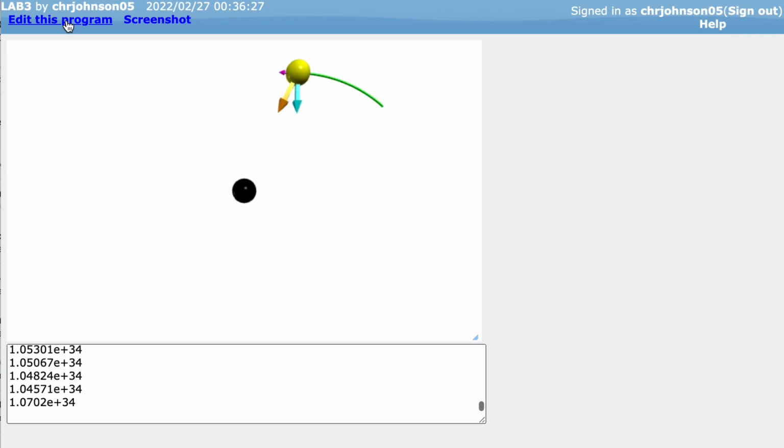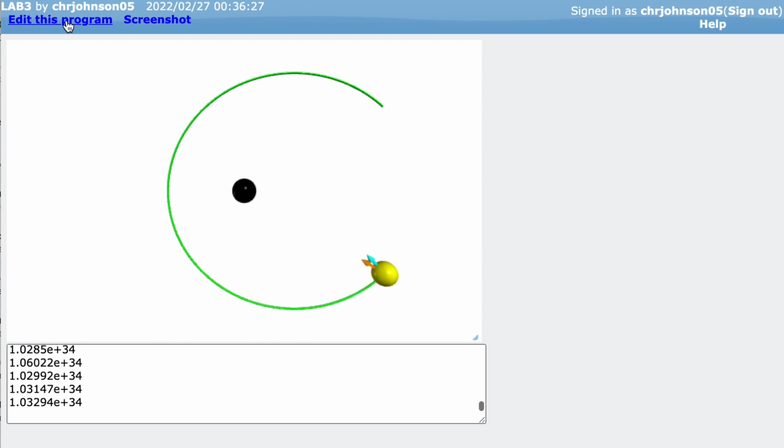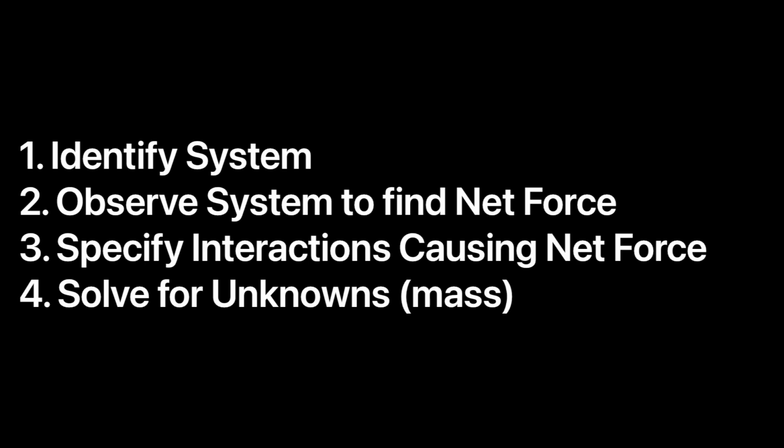The first problem is finding the mass of a black hole by observing the motion of an orbiting star. This is backwards of what we've done in our previous labs, as we have been predicting the future motion of an object given the mass and the net force. We will do this by first identifying the system, using observations to find the net force acting on the system, using those observations to specify the interactions causing that net force, and finally solving for the unknowns, in this case the mass of the black hole.